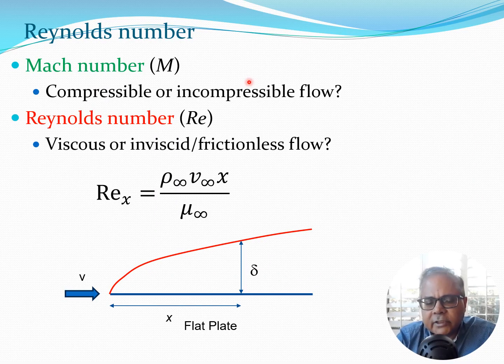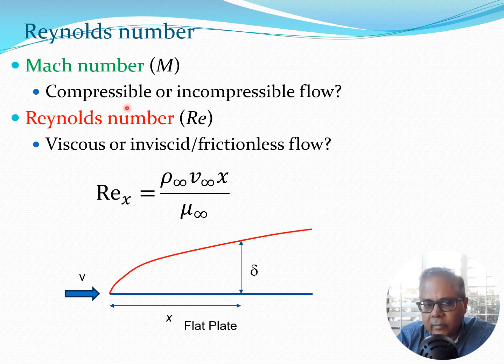Now in our previous lectures we discussed Mach number. Mach number was the speed of the body through air divided by speed of sound, and essentially the Mach number is used to classify flow into the compressible and incompressible flow regimes. So you saw that when Mach number is below 0.3, we can say the flow is incompressible, and when Mach number is greater than 0.3, we say it is compressible flow.